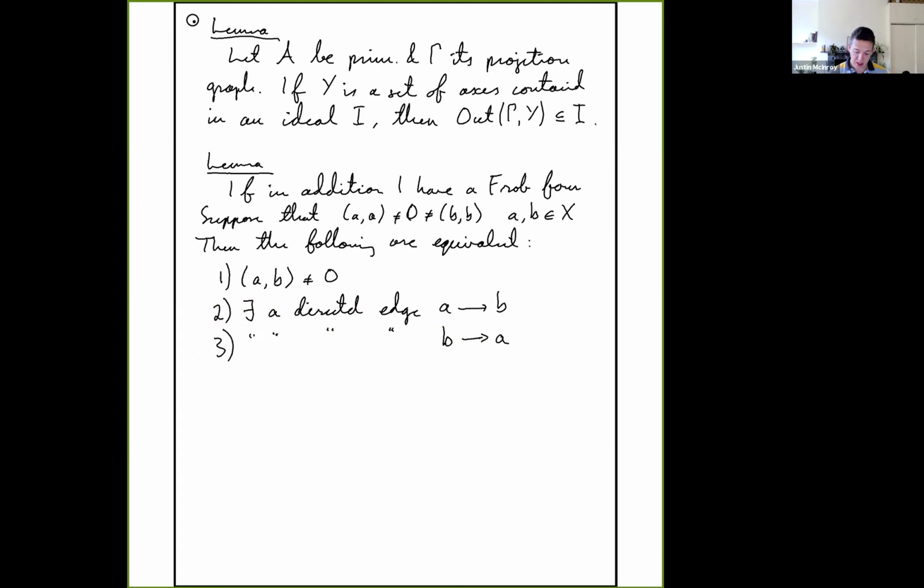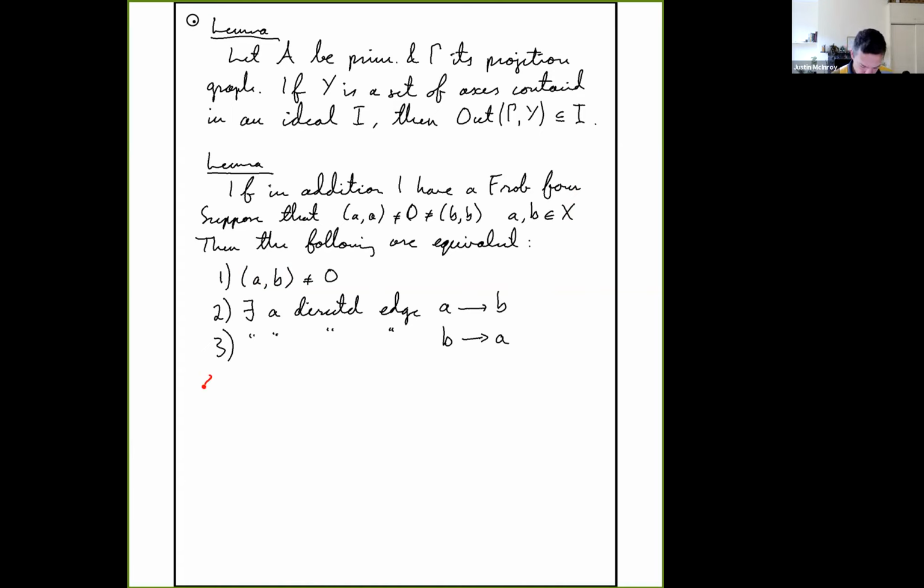So this is a very easy proof. You should be able to see this immediately from that lemma we had last time on values in the form and the projection. And what this is telling us is that when we have a Frobenius form, this projection graph can actually be considered as an undirected graph.